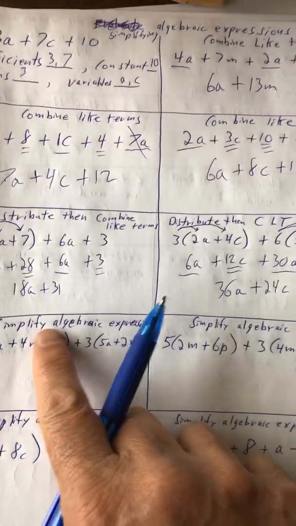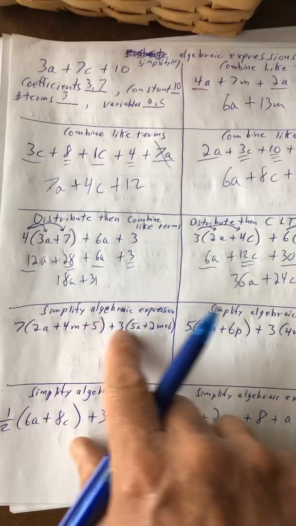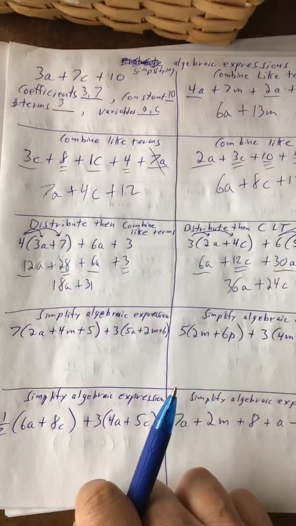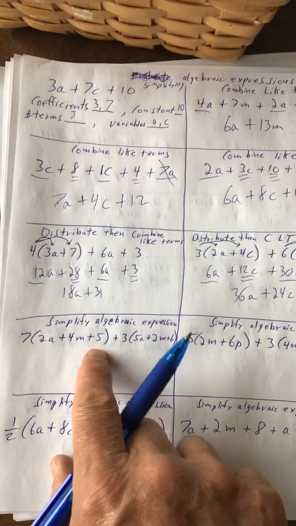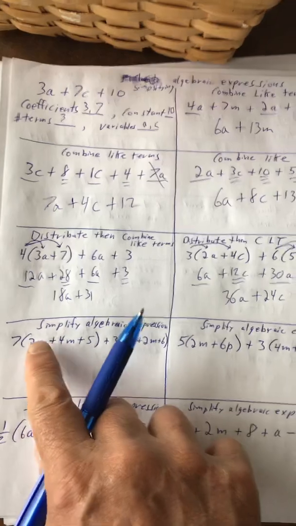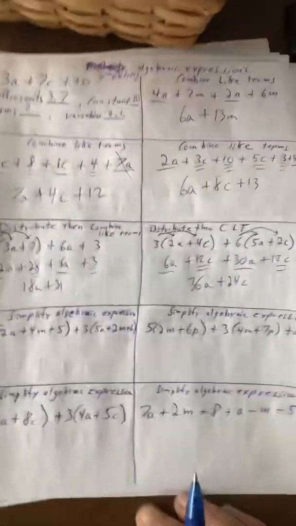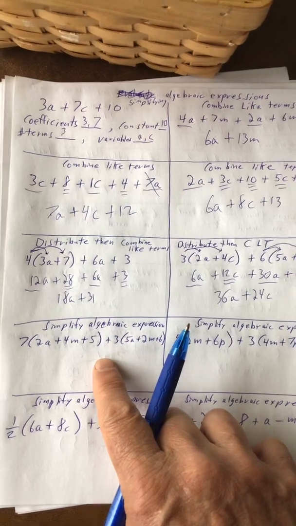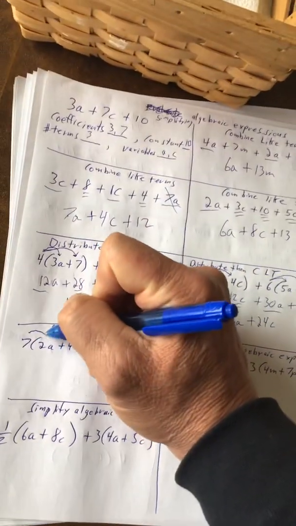This time I'm going to call it just simplifying the algebraic expression, which is you distribute first, and then you combine like terms. This time there's 3 different terms inside the parentheses, so I have to multiply 3 times. So hit pause and do it.